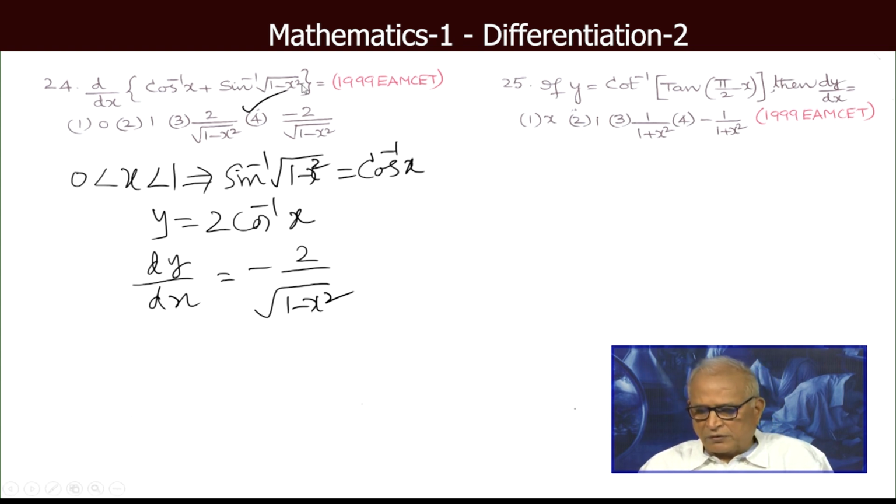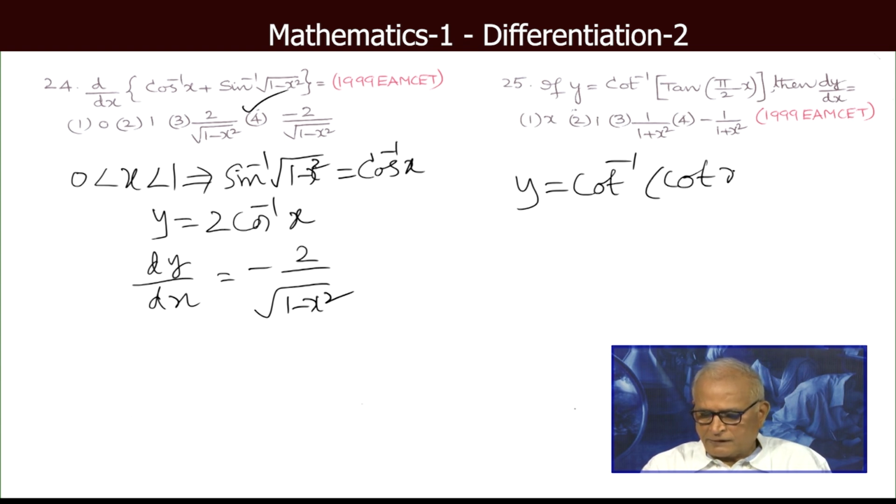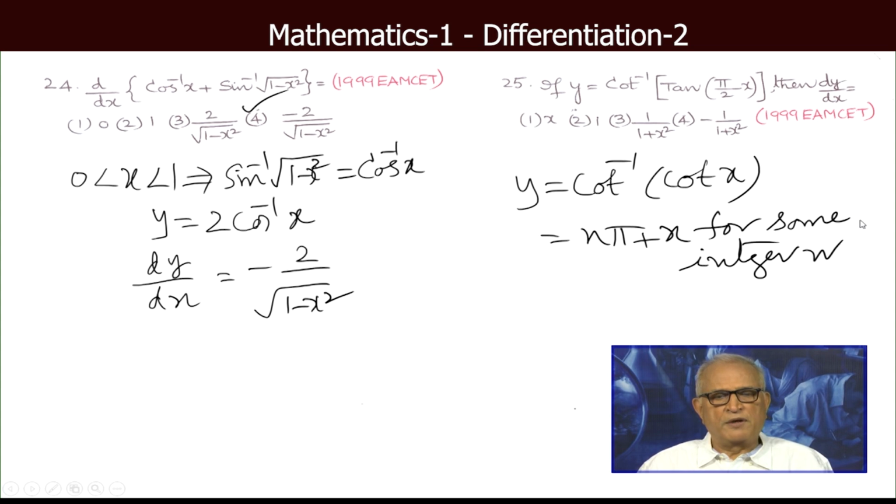Next, y equal to arc tan of pi by 2 minus x. Simple question, 99 paper EAPCET. Tan of pi by 2 minus x is cotangent x. So, arc cotangent x is equal to n pi plus x for some suitable integer n. So, therefore, dy dx is, n pi being a constant, derivative of x, 1. So, that is the answer.